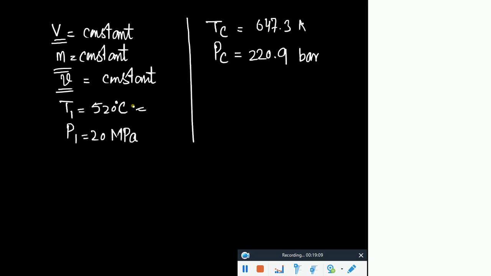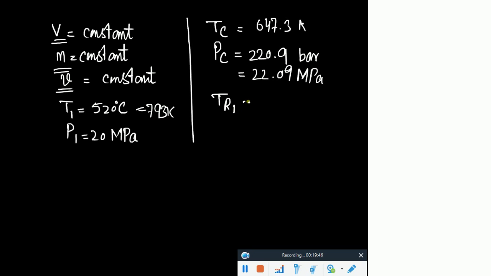So convert it into Kelvin. What value would you get? Come on. This is 793 Kelvin. Or can we convert the pressure into megapascal or kilopascal? Yes, it is 22.09 megapascal. Just divide it by 10 if you want to convert it into megapascal. These unit conversions should be on your fingertips. Remember that. You guys made a lot of mistakes in your first quiz as far as units are concerned, so please don't do that.